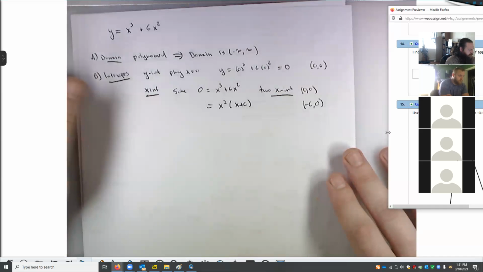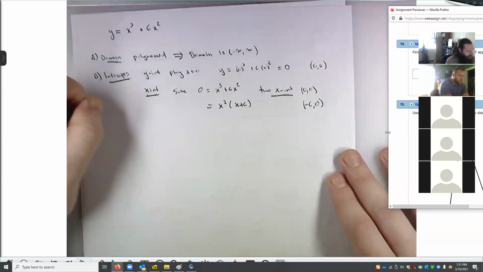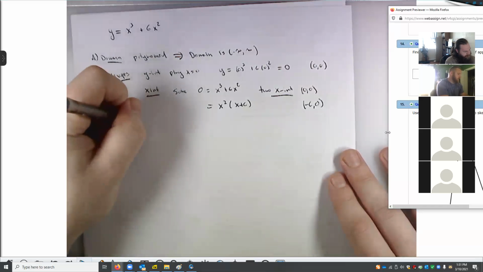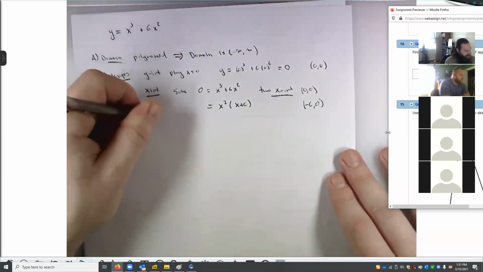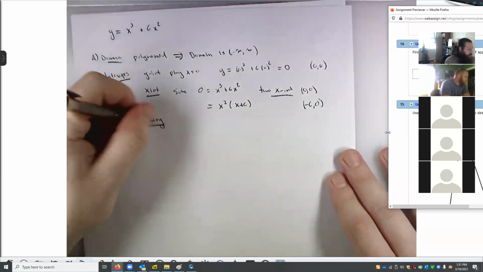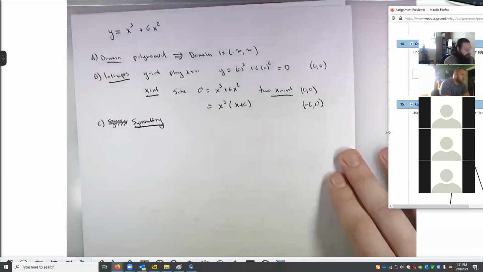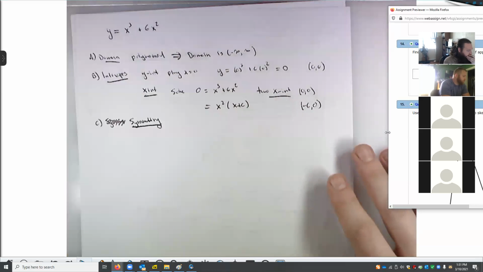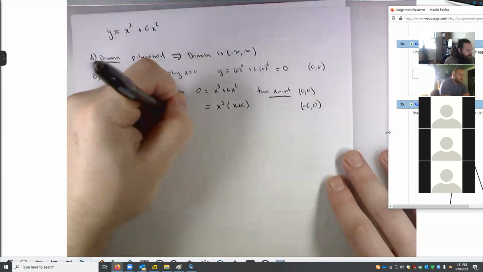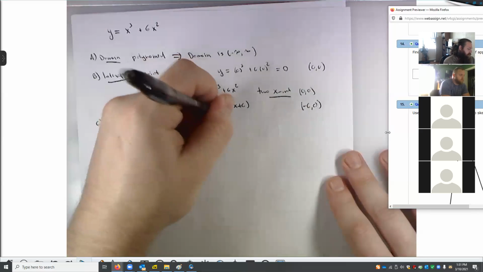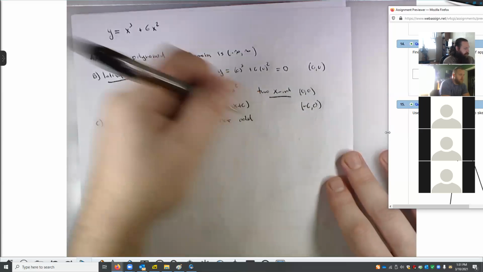What was next? Is it symmetry? Or asymptotes? Yeah, you're right, symmetry. So this function has both odd powers of x and even powers of x. So as a polynomial, that's the shortcut, right? This one is neither even nor odd.